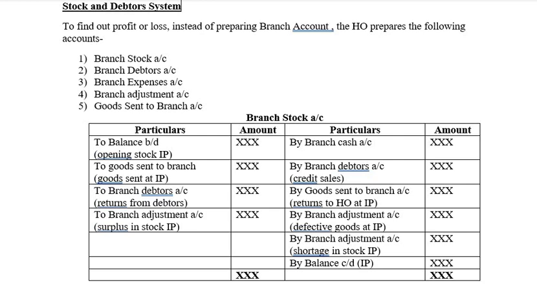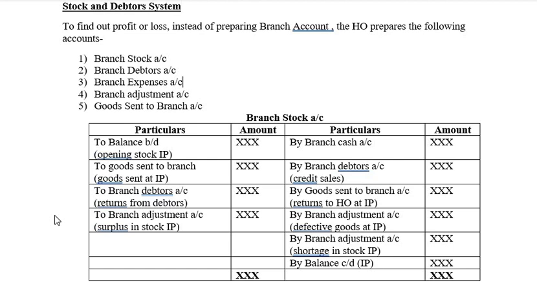Basically, if there is any defective goods or shortage, you can see here the balance of it is either considered as shortage or surplus of stock. So if you want to know the amount of stock, whether we are into shortage or into surplus of stock, this branch stock account is prepared.